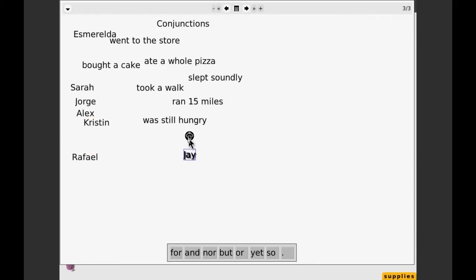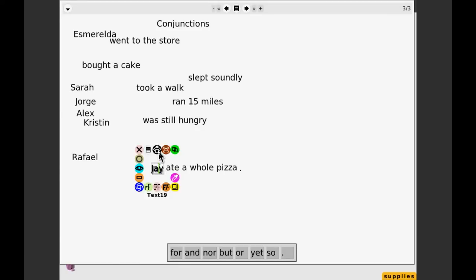So let's start with a sentence. Jay ate a whole pizza. I guess he was very hungry. And let's put a period there. So Jay ate a whole pizza. There's our sentence here. There's no preposition, but there are two nouns. We have Jay, which is a proper noun, and pizza, which is a common noun, and whole, which is an adjective. And then ate, which is a verb.